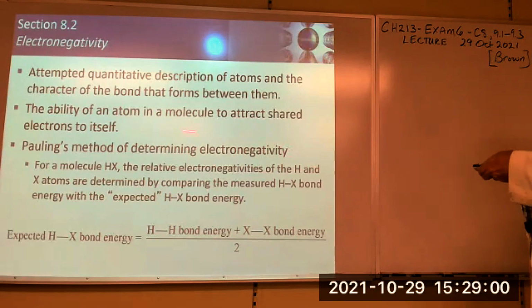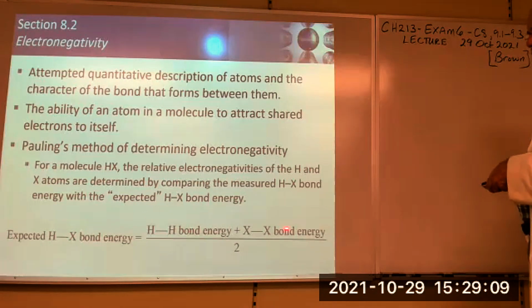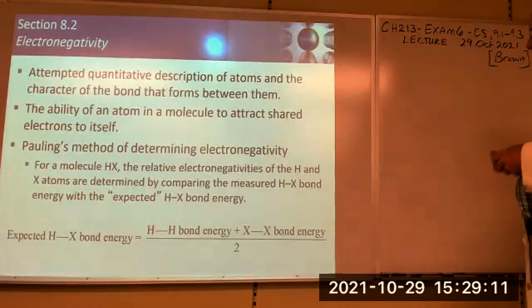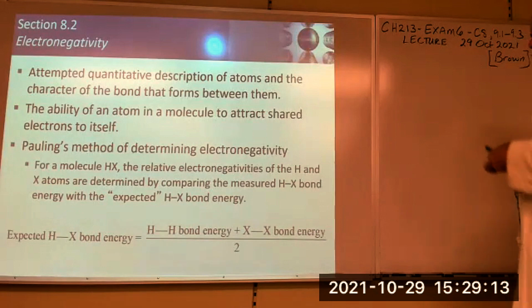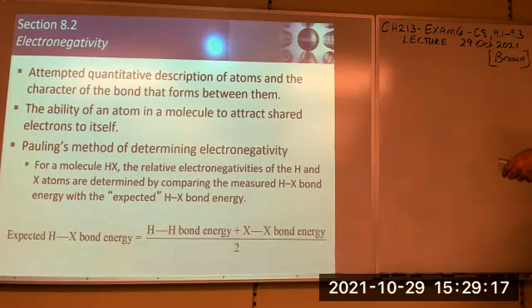This just describes Pauling's method for determining it. This really isn't enough detail for us to go in and calculate those values, so I'm not going to spend any time on it. It just compares what we expect with what we see.